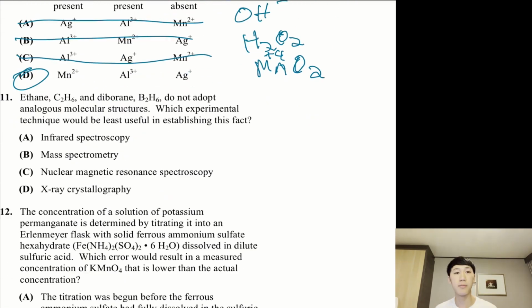So we know that manganese must be present in the solution, so we can eliminate B, and D is our correct answer. Problem 11. Ethane and diborane do not adopt analogous molecular structures. Which experimental technique would be least useful in establishing this fact?